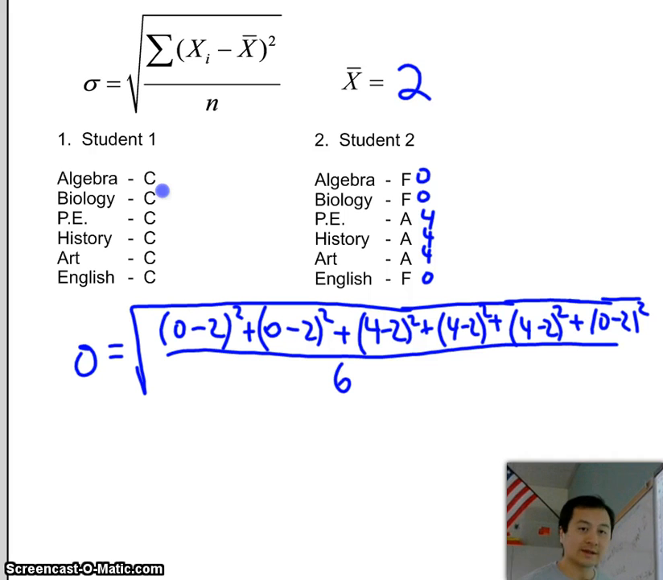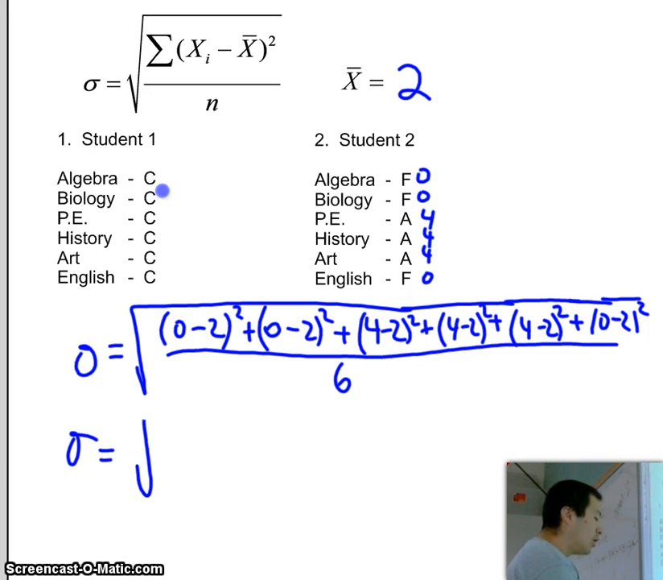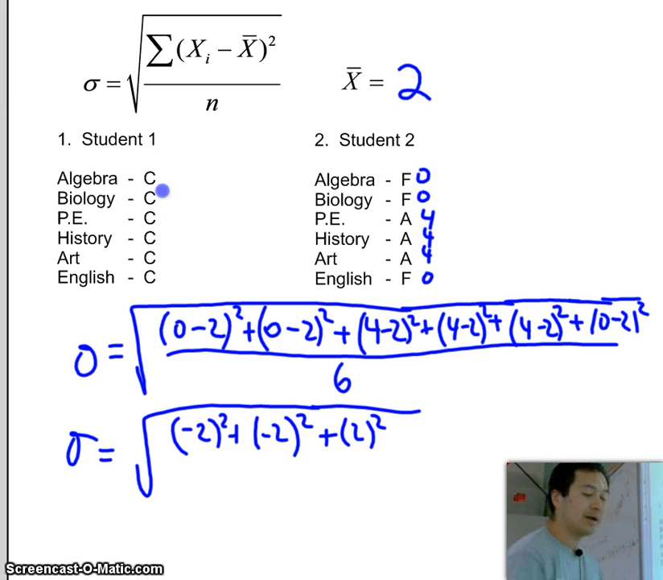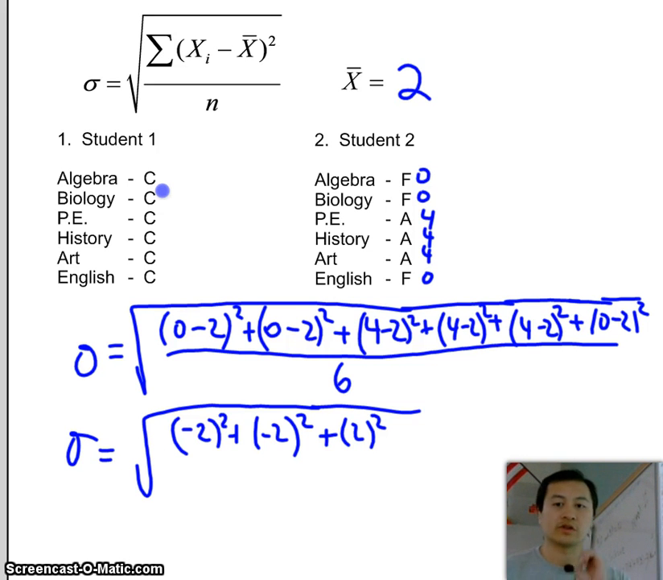Now the big question is, why do we have to square everything? Just take a look. What is 0 minus 2? That is negative 2, right? Over here, plus a negative 2 squared again. Plus 4 minus 2 is 2 squared. We're trying to find the average of all the distances away from the mean. And if you look at algebra, that distance is negative 2. Well, distance can't be negative. So what we're going to do is square it to make all the numbers positive, so we can add up all positive numbers. Then we're going to square root it to bring it back to where it's supposed to be. Does that kind of make sense?